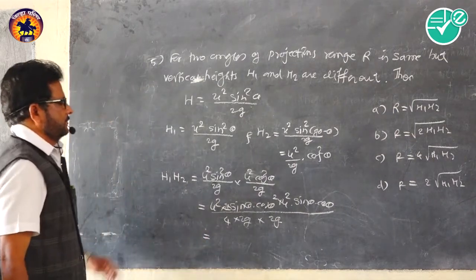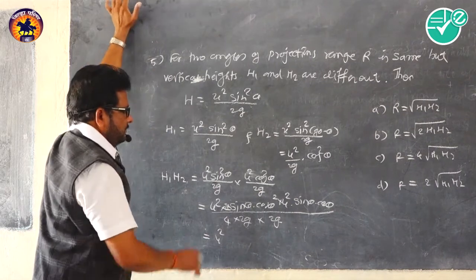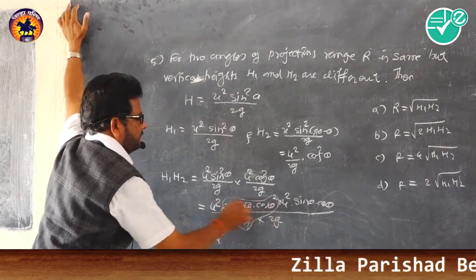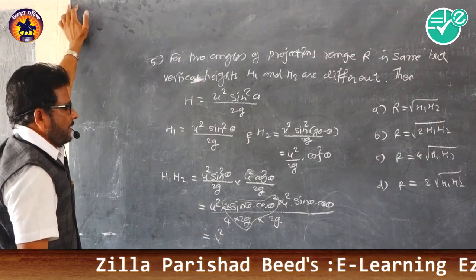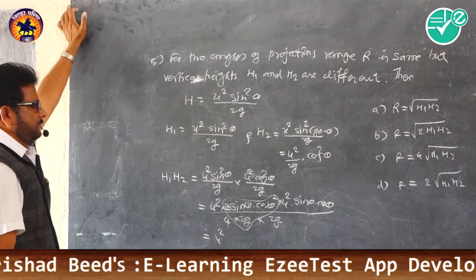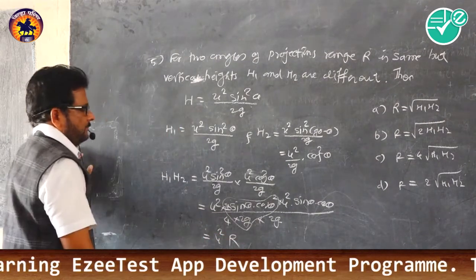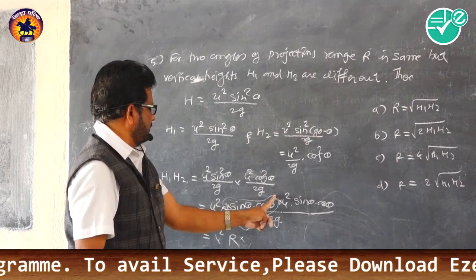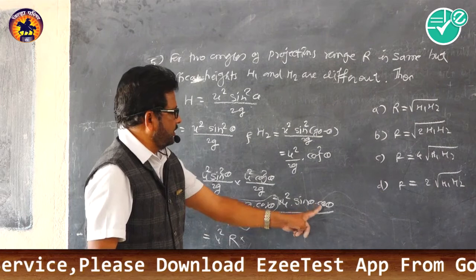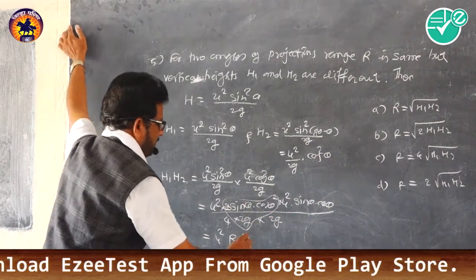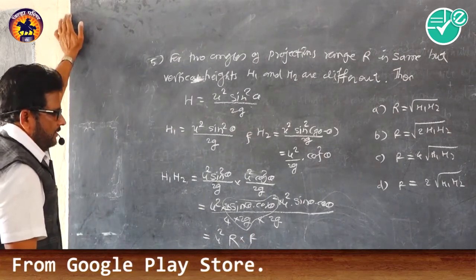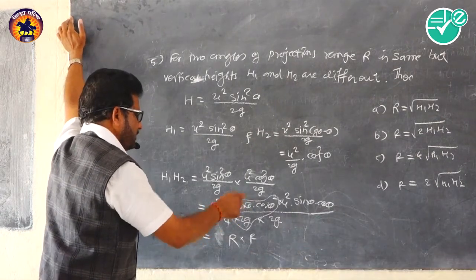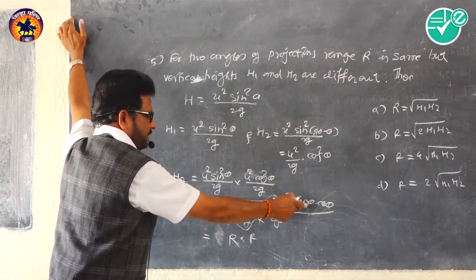Then U square 2 sin theta cos theta upon 2g, that is the range, into again U square 2 sin theta cos theta upon 2g, that is the R. U square sin 2 theta is R. U square sin 2 theta upon 2g, again R.